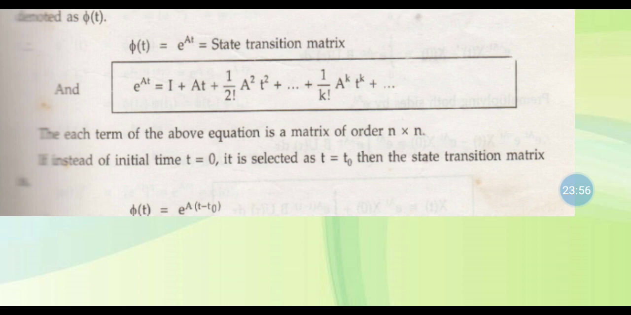So e raised to At is equal to I plus At plus 1 by 2 factorial a square t square so on plus 1 by k factorial a raised to k t raised to k. Whatever the term in the above equation, each term is a matrix of order n into n. If instead of initial time t is equal to 0, it is selected as t is equal to t naught, then the state transition matrix is phi of t is equal to e raised to A times t minus t naught.